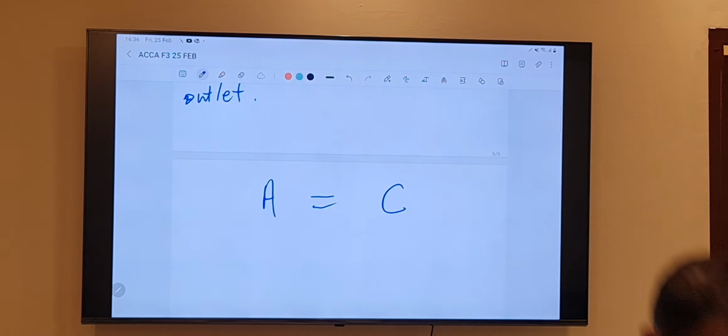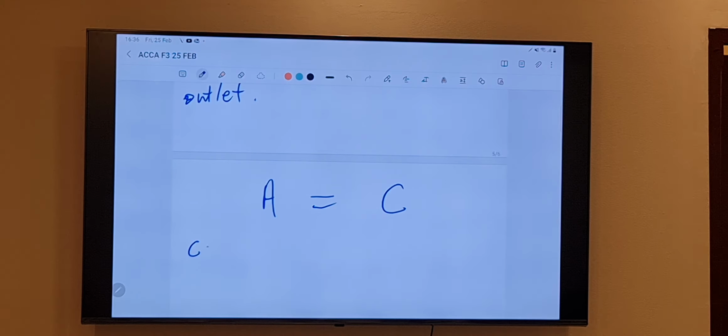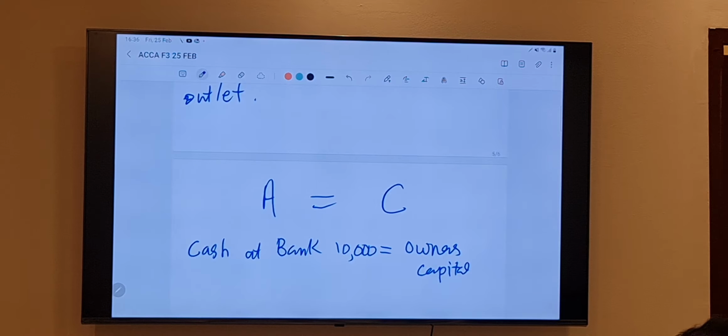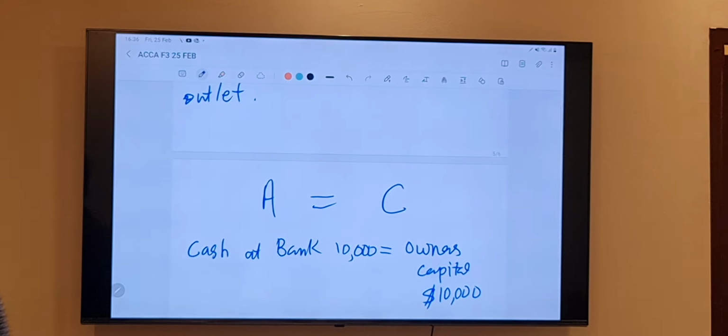So you write it like this. Cash at bank, 10,000 is equal to owner's capital. This owner's capital, we can say equity capital. I don't want to talk equity now because it's a bit too early. We will come to equity a little later. Okay? So now we will just try to understand capital only, the word capital. So is that clear? This is a very first and foremost example.